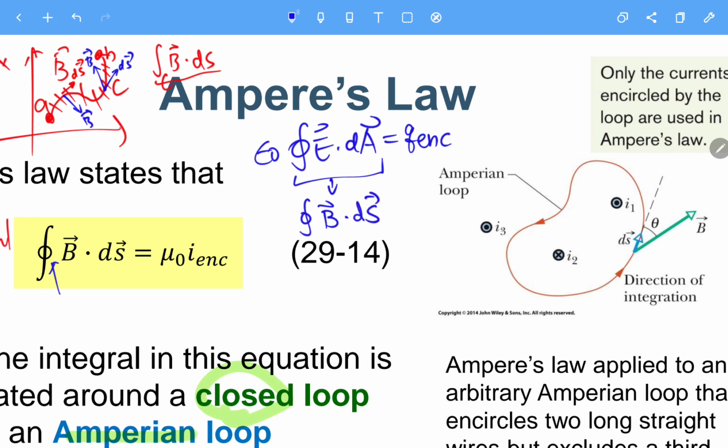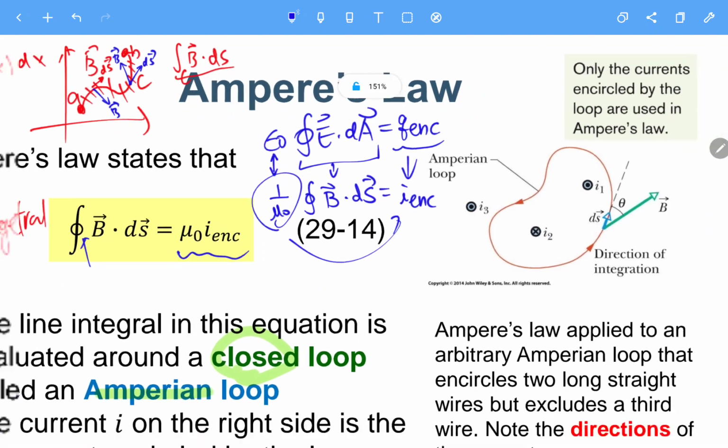And then, just as I mentioned in the last lecture, epsilon naught turns into 1 over mu naught. Usually when they have some relationship, epsilon naught changes to 1 over mu naught, and Q enclosed changes to I enclosed. Of course we just multiply this one to the right hand side, so on the right side we can see mu naught I enclosed there. So actually they look quite alike.